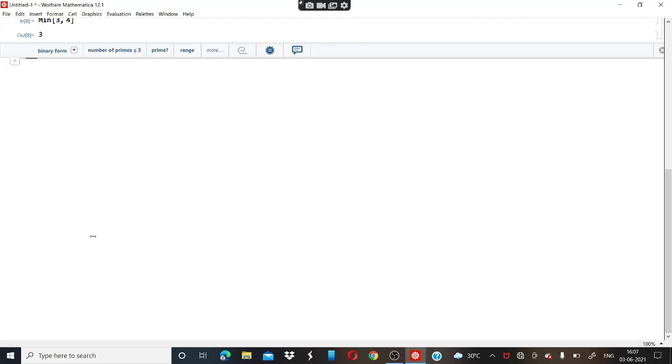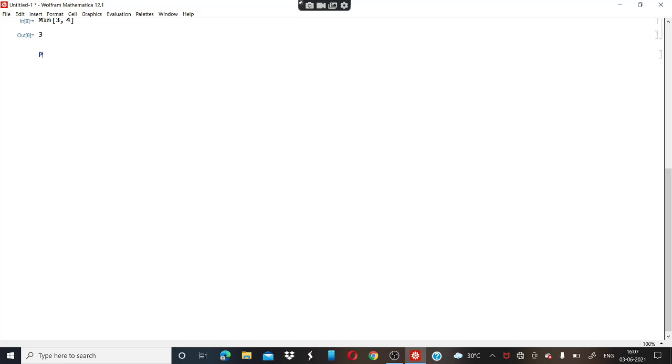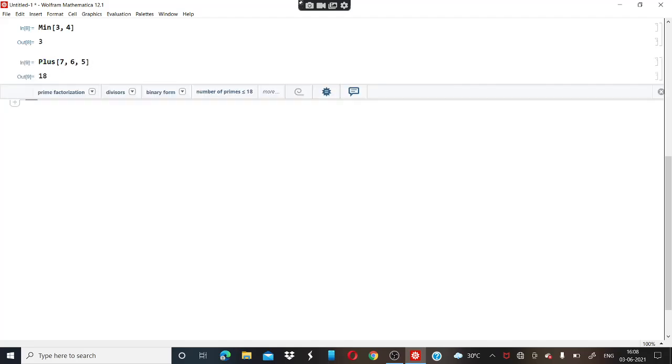As I have told you, for addition we use the plus symbol and we separate the numbers using commas. So we will write Plus with P in capital. You should also take care of capital and small letters. So here, plus in bracket, we want 7, 6, 5, so we will write 7 comma 6 comma 5, then we will close the bracket and press shift and enter, so we will get the result as 18.